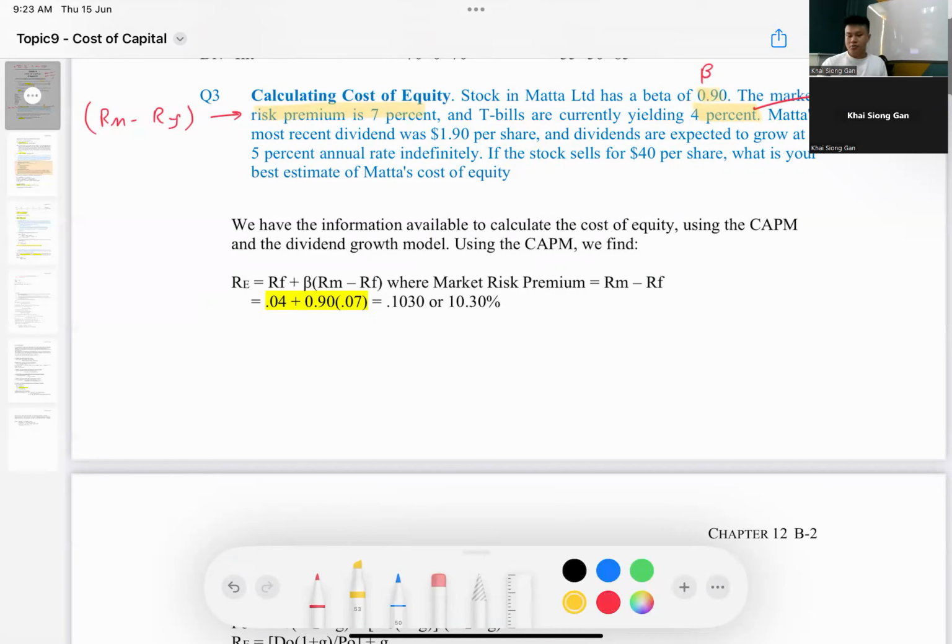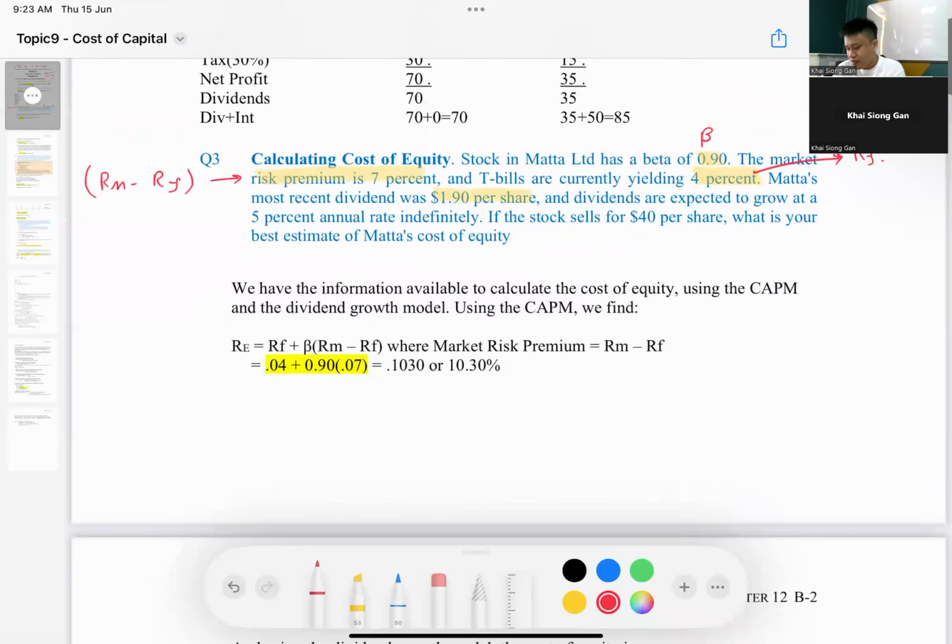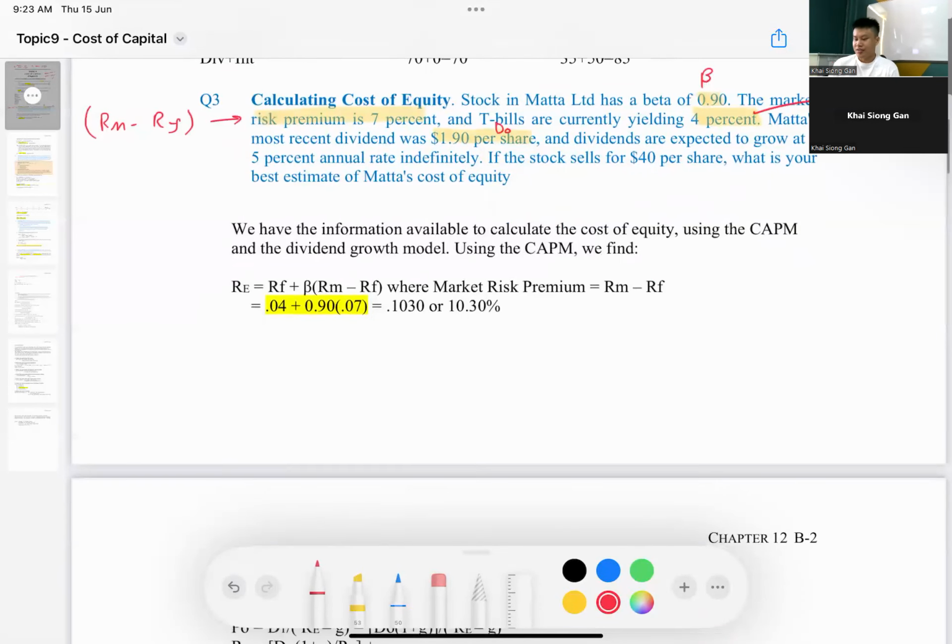With the first three pieces of information, we can calculate CAPM already. But at the same time, they give you dividend growth model information as well. Mata's most recent dividend was 1.9 per share, that is D0. Dividends are expected to grow at a 5% annual rate indefinitely, so this is the growth rate g. If the stock sells for $40 per share, that is P0. What is your best estimate of cost of equity?